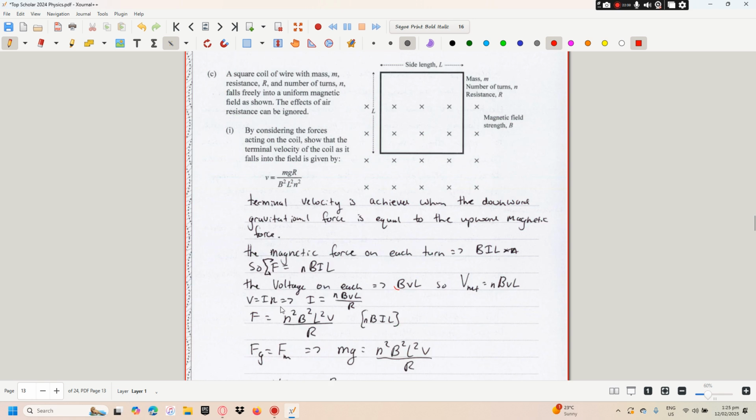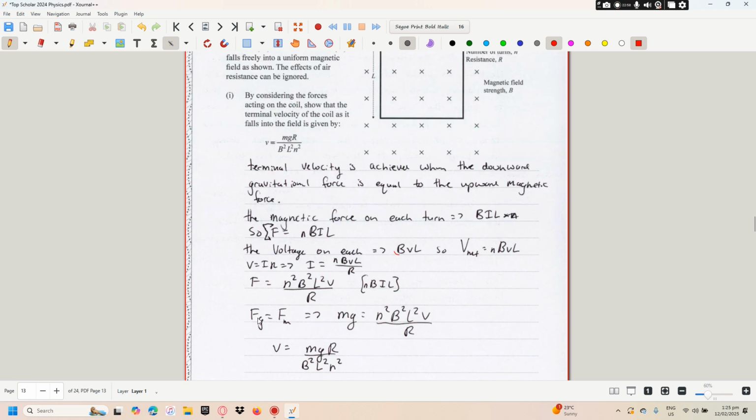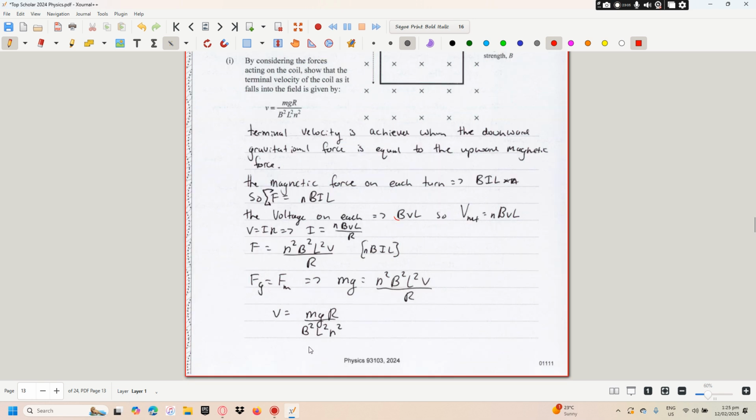So F magnetic equals NBIL, which is N times B times I times L, and with I equal to NBvL divided by R, this gives this expression. If you equate Fg equals Fm, you get mg equals this expression, and this rearranges to mgR over B squared L squared N squared equals velocity. You should draw a little arrow above your v to indicate a vector.